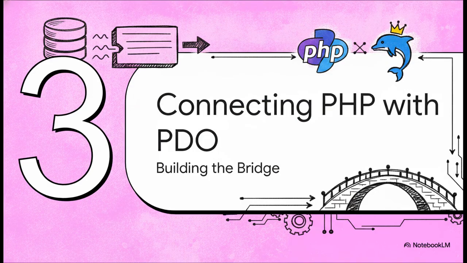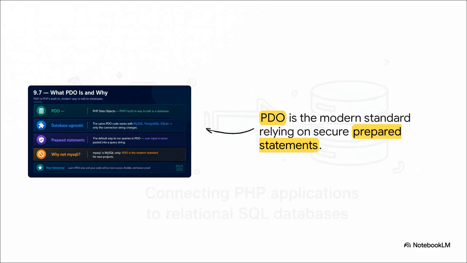All right, part three, connecting PHP with PDO. Let's build that bridge. So we've got the database side down. Now, how does our PHP code actually talk to it? To build that bridge, we use PDO, which stands for PHP Data Objects. Think of PDO as the ultimate universal translator between PHP and your database. We use it over the older MySQL method because PDO is way more secure, highly flexible, and completely future-proof. In fact, you can use the exact same PDO code to talk to MySQL, PostgreSQL, or SQLite just by swapping out the connection string. It's awesome.